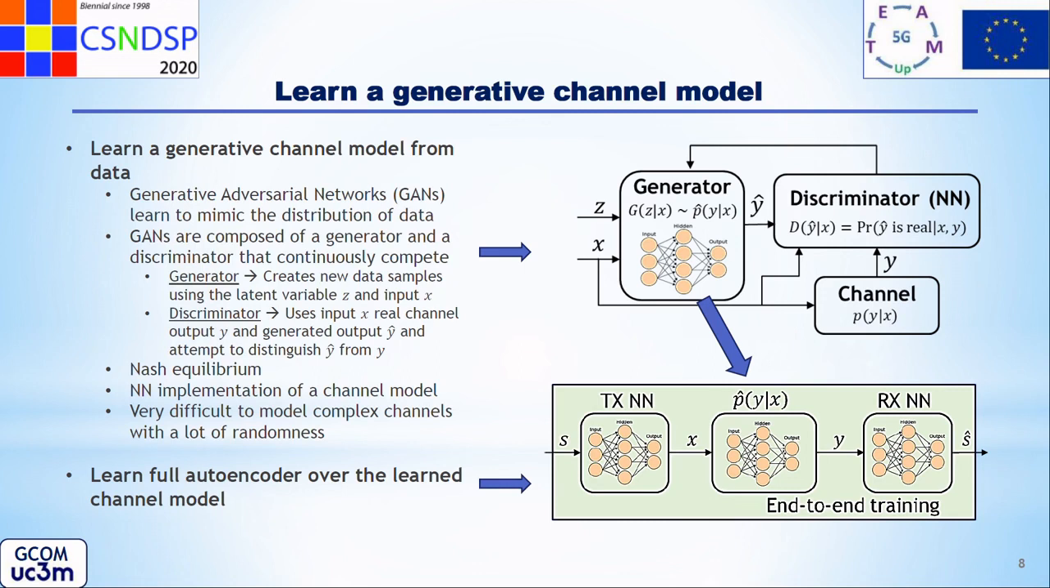With this, we obtain a neural network implementation of the channel model that now allows for autoencoder backpropagation training. Nevertheless, it is difficult to model complex channels with a lot of randomness, so the usefulness of generative adversarial networks for autoencoder communication training is still under research.